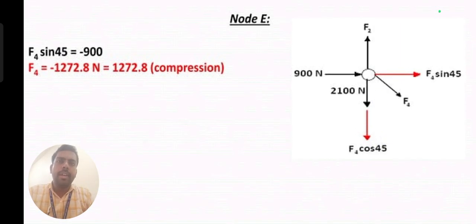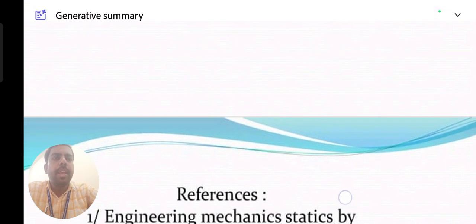And node E, inclination will occur here, so we should apply the sine rule. F4 sin 45 equals negative 900 newtons, because it is the compressive force, and that F4 should be of compressive nature, that should be 1272.8 compression.